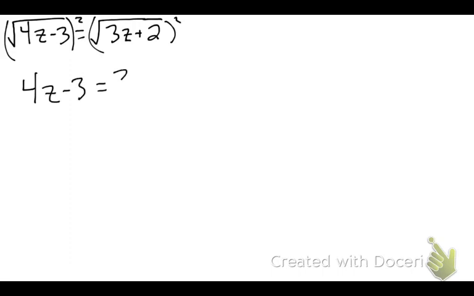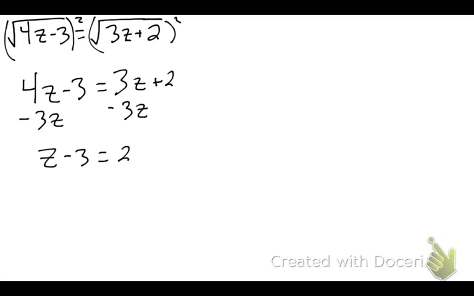So 4z minus 3 equals 3z plus 2. And if we solve this equation, we get z minus 3 equals 2. Add 3 to both sides, z should equal 5. We're not done. We still need to check it.